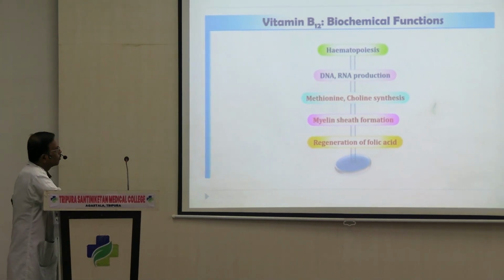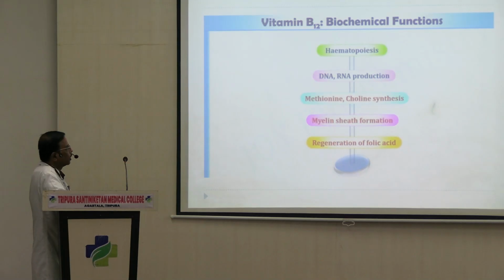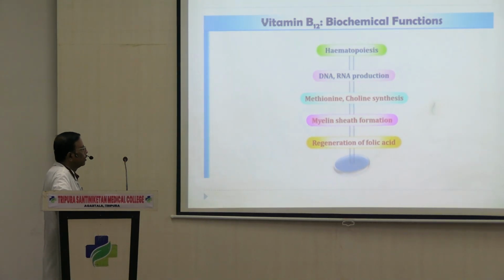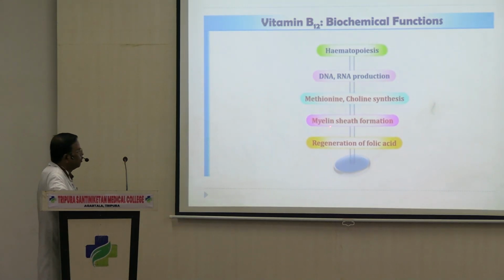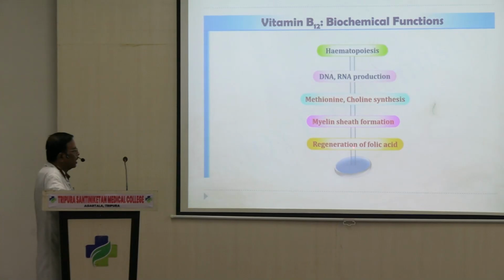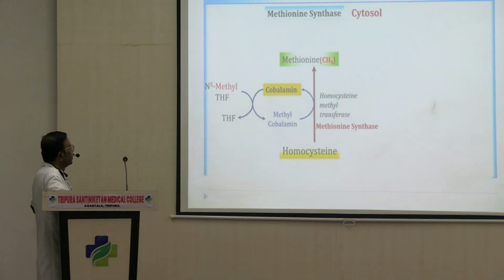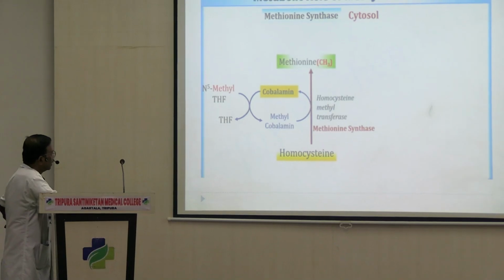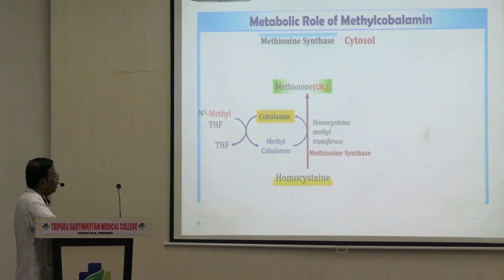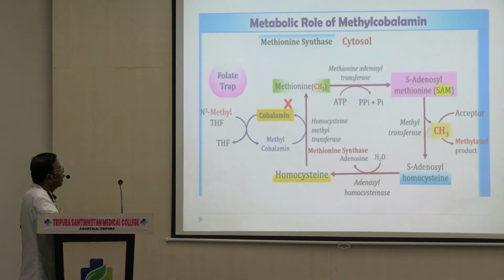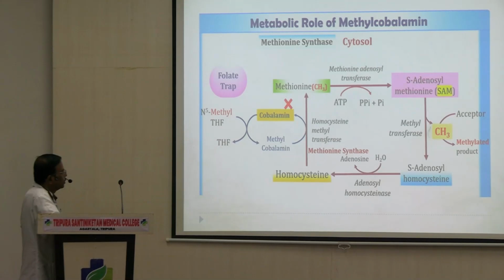Biochemical functions: hematopoiesis, DNA and RNA production, methionine and choline synthesis, myelin sheath formation, and regeneration of folic acid. Here is the regeneration of folic acid as tetrahydrofolate. We have explained this earlier. This has also been explained.